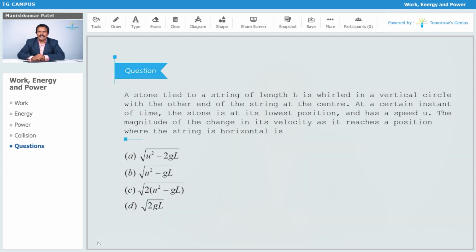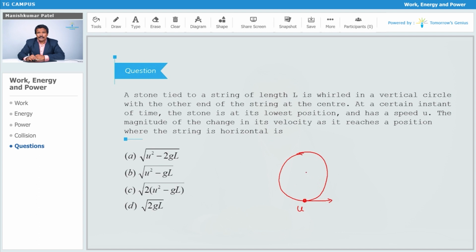Let's see the next question. A stone tied to a string of length L is whirled in a vertical circle with the other end of the string at the center. At a certain instant, the stone is at its lowest position, and it has a speed u. The magnitude of change in its velocity when the string is horizontal is?